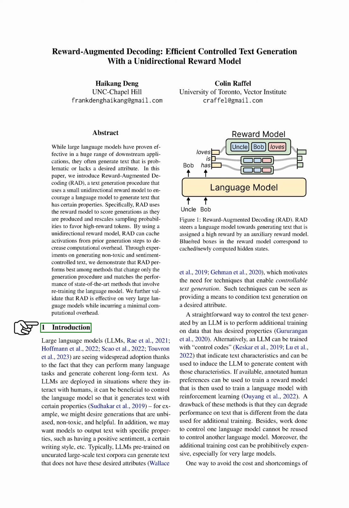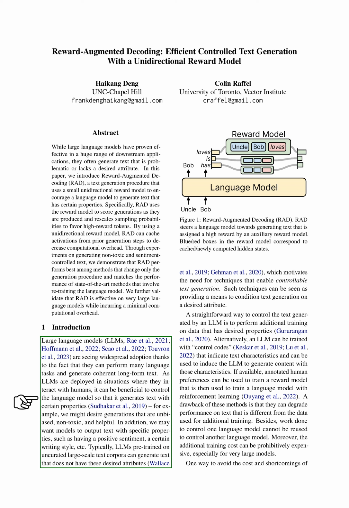Section: Introduction. We're going to talk about large language models, LLMs, which are becoming increasingly popular due to their ability to perform a variety of language tasks and generate coherent, lengthy text. As these models are used more and more in situations where they interact with humans, it's beneficial to have some control over them. For instance, we might want the text they generate to be unbiased, non-toxic, and helpful.